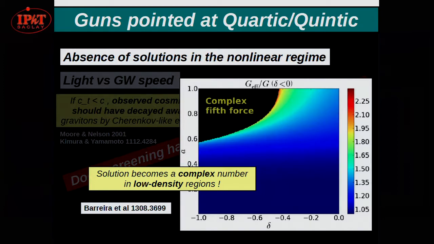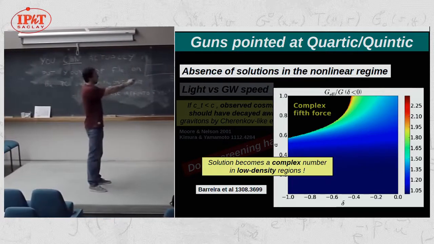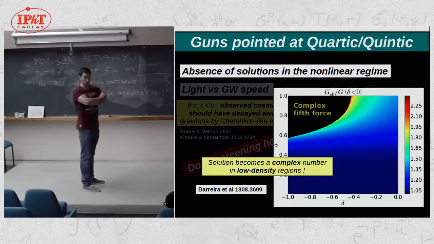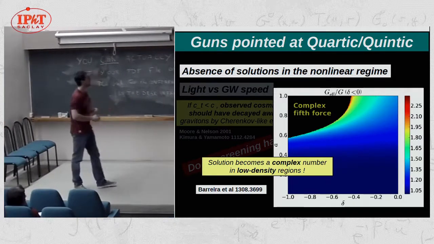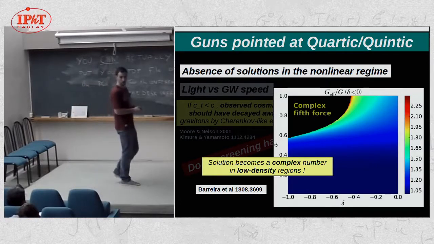This, again, has never been mentioned in this conference, at least that I've heard. So when you work in the quartic and quintic, and this is also true for the cubic, by the way, when you start going into the nonlinear regime, weird things start to happen. And by weird, I mean the solutions for the fifth force, the solutions for the spatial gradients of the scalar field, start to become complex numbers.